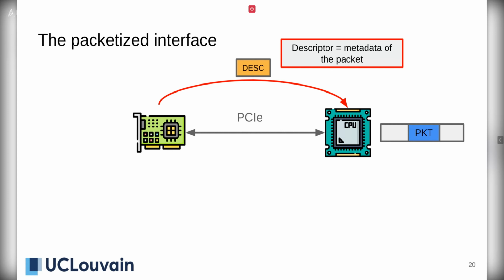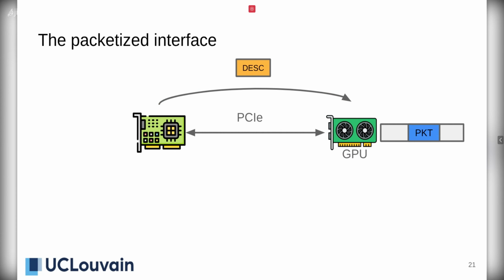Finally, once a packet has been received, the NIC needs to notify the CPU that the packet is received and you can start processing it. It does it through what we call a descriptor. It's just some metadata about the packet. For instance, it contains a pointer to the buffer that was used to receive the packet.